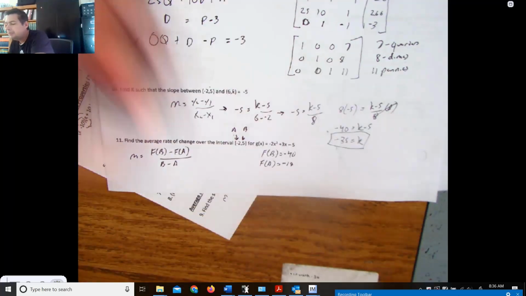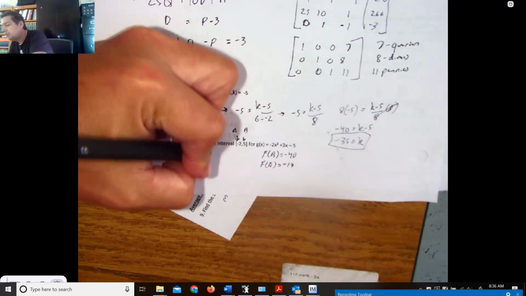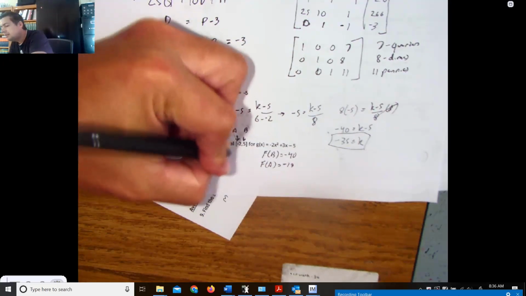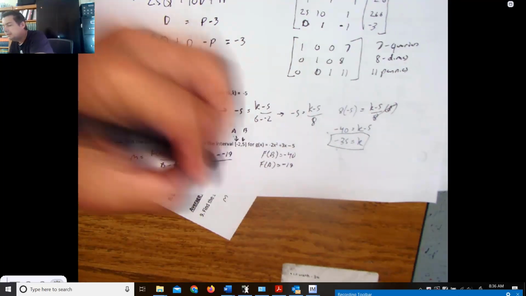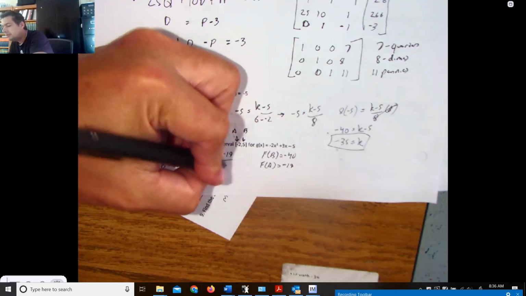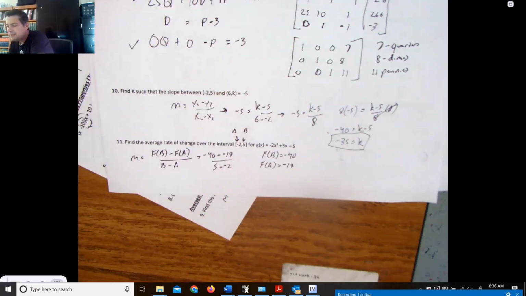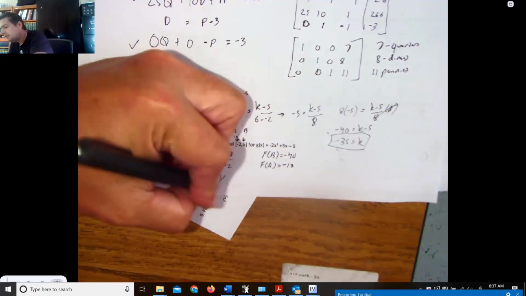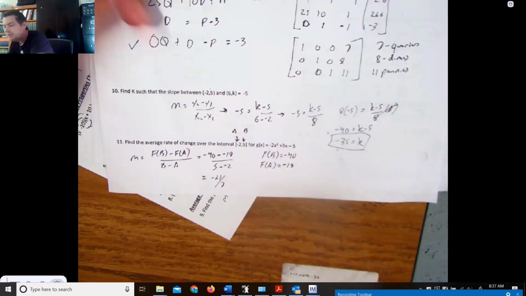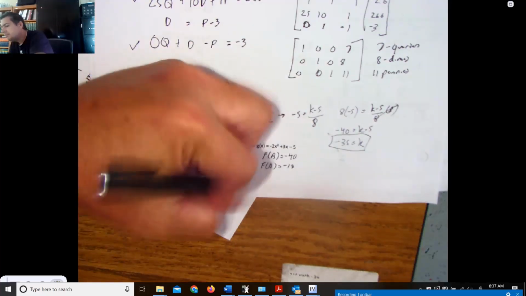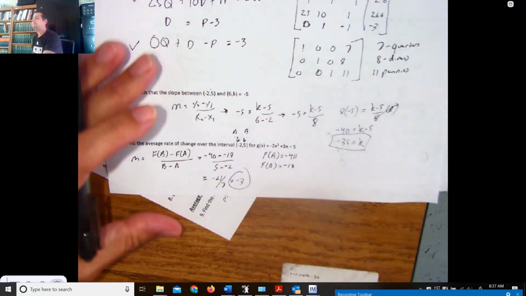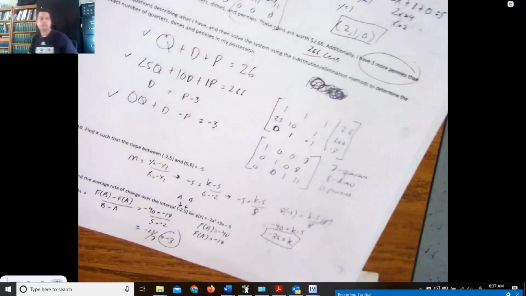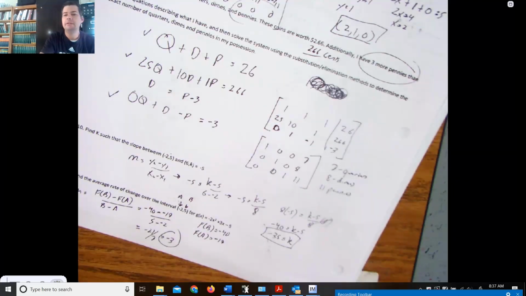I'm going to plug into my formula. So negative 40 minus a negative 19 over b minus a, 5 minus a negative 2. What's this give me? Negative 40 plus 19 is negative 21, I think, sitting over 7, because 5 take away negative 2 is 7. So negative 3 is my resulting average rate of change. All right, stop this one. That way I've got that page done, because that page was grueling.